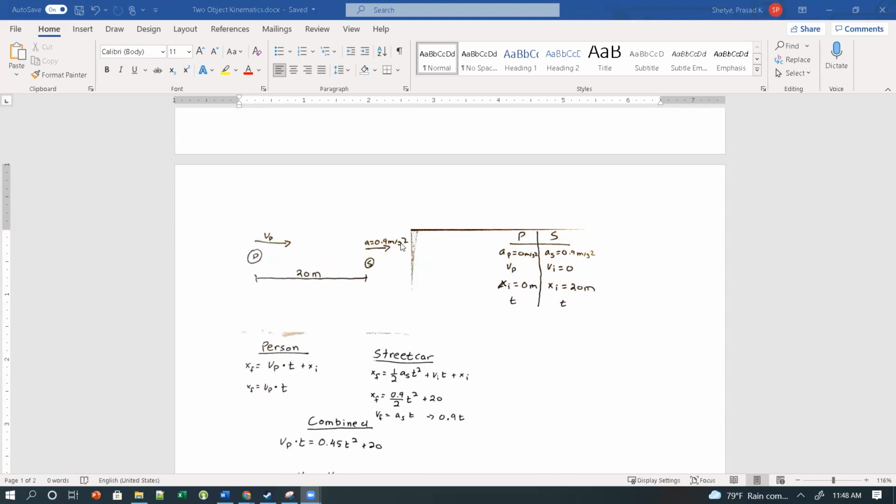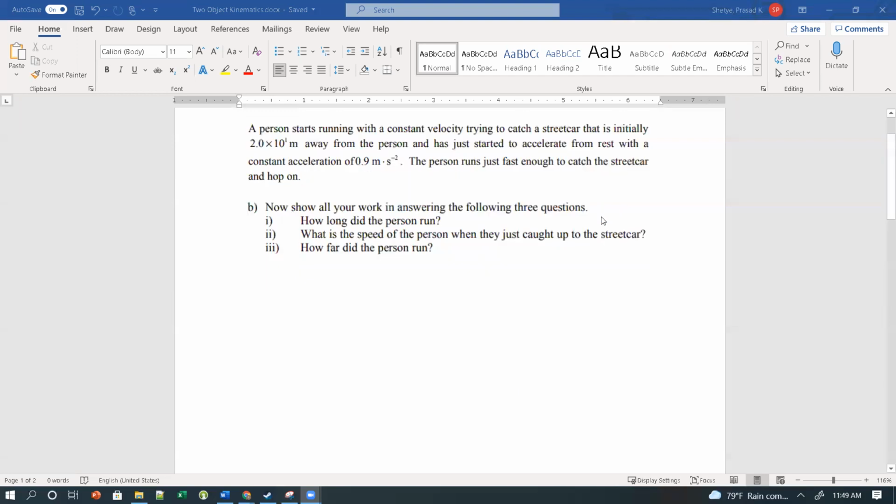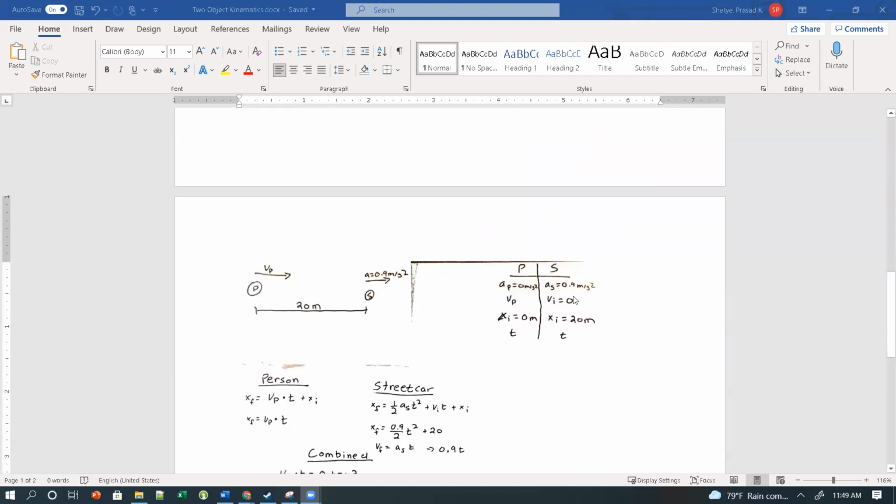So once we have a visual, we can now write down all the variables that we do know. For the acceleration, you know the person has a constant velocity, so their acceleration will be 0. For the streetcar, the problem told us that the streetcar's acceleration is 0.9 meters per second squared. The velocity of the person is unknown, but we know it's constant. So the initial velocity, the final velocity, and the velocity throughout should all just be VP. For the streetcar, the problem stated that the streetcar starts from rest. So we know that the initial velocity is 0.